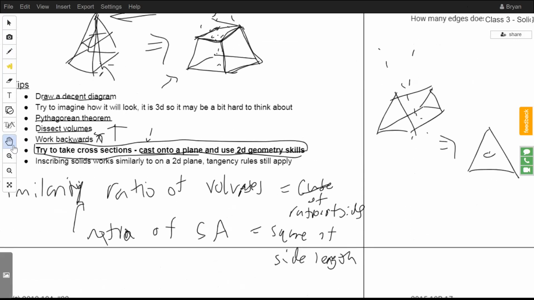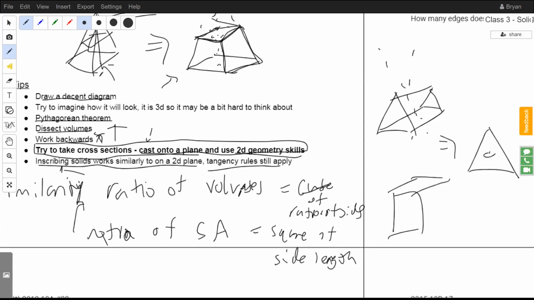Yes, and then the final thing is inscribing. Inscribing solids works similarly to a 2D plane, which means that tangent rules apply. And by inscribing, it generally refers to putting a sphere into weird objects, or putting a sphere into a cube. You can inscribe it.